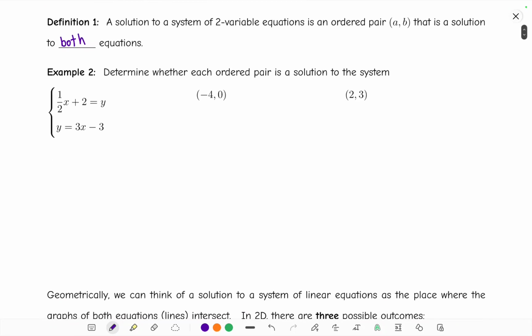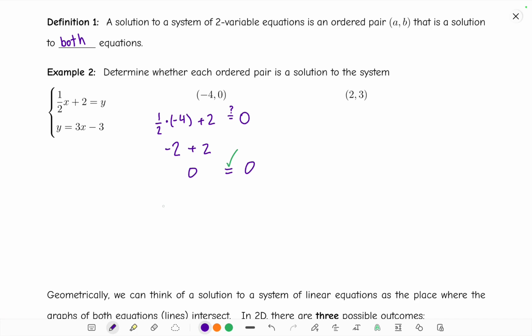Determine whether each ordered pair is a solution to the system: 1/2 x plus 2 equals y and y equals 3x minus 3. So let's check (-4, 0). 1/2 times -4 plus 2. Does that equal 0? 1/2 times -4 is -2, plus 2. That is 0. So this checks out, 0 equals 0. So this is a solution to the first equation, but that does not mean that it is a solution to the system. You have to check it in both.